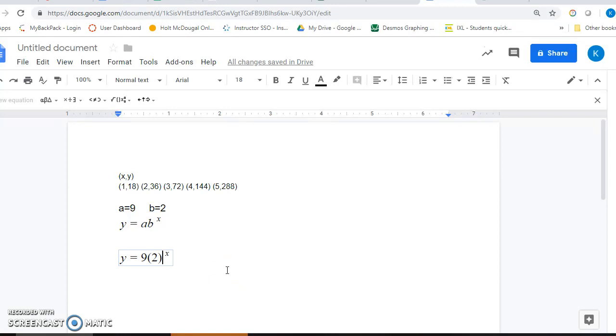So now I want you to try it with number 13. Hopefully you did this one with me on your own calculator to figure out how to do it. And now try to do this on your own with number 13.